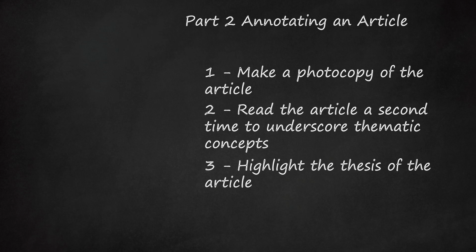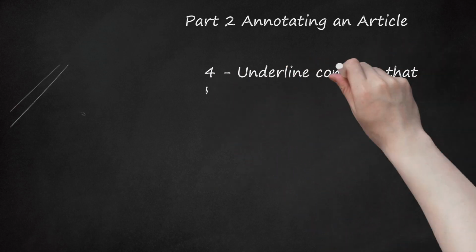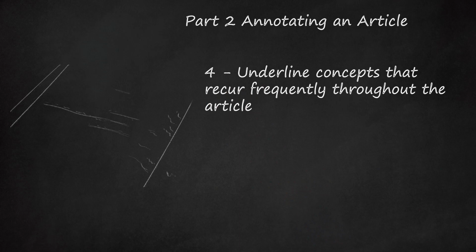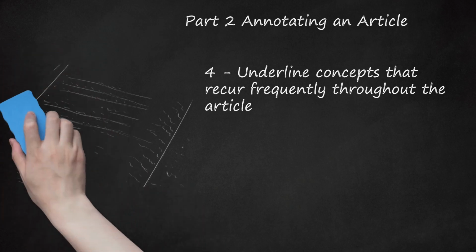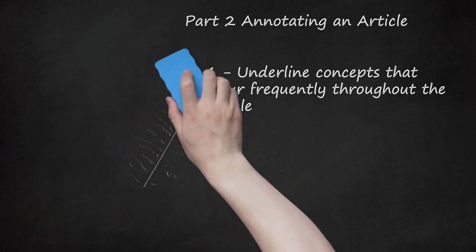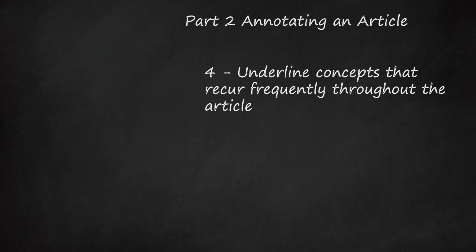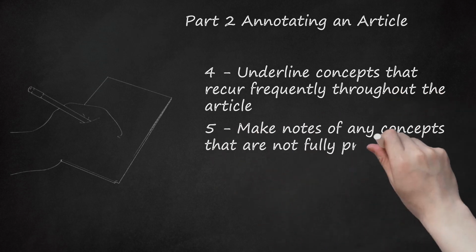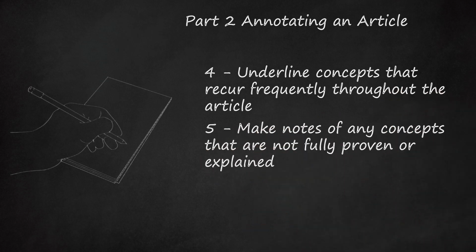4. Underline concepts that recur frequently throughout the article. Underline supporting points and make notes about them in the margins as you go along. If you are reading a scientific paper, look for methods, evidence, and results. This is the accepted structure of most scientific papers. 5. Make notes of any concepts that are not fully proven or explained. These annotations will save you time during the writing process.